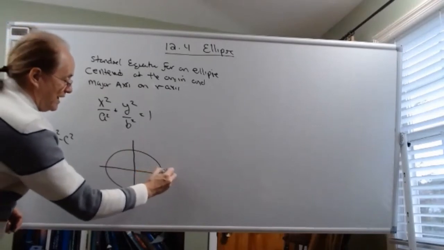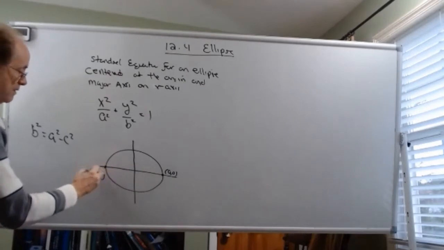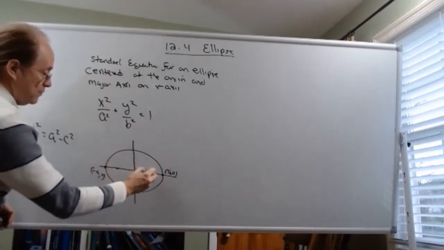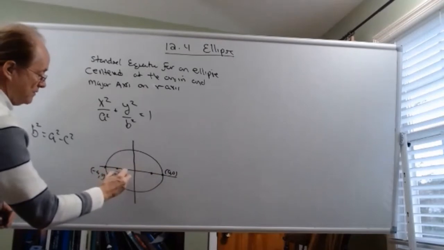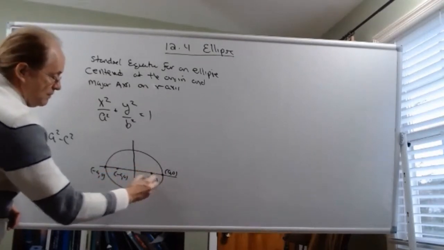And this is my a comma 0, minus a comma 0. And here are my two c's. So this is minus c comma 0, focus 1, and focus 2, plus c comma 0.